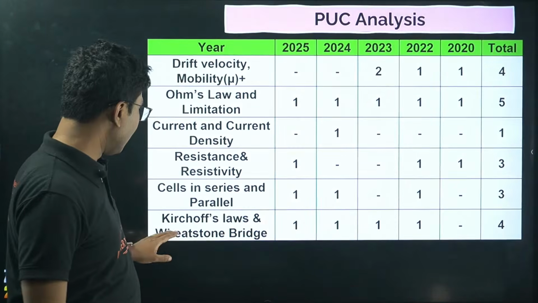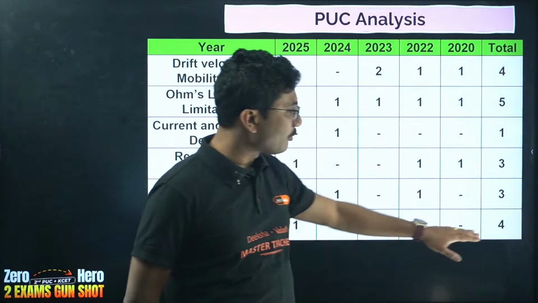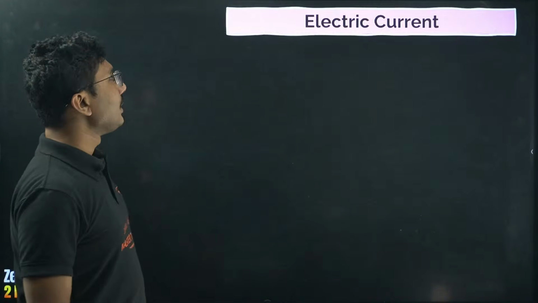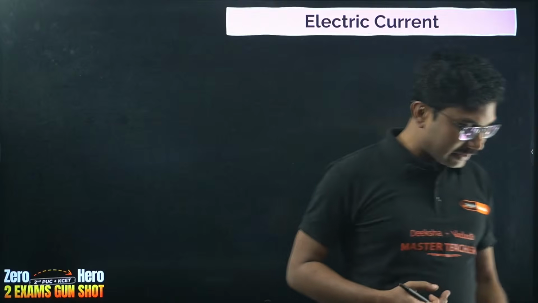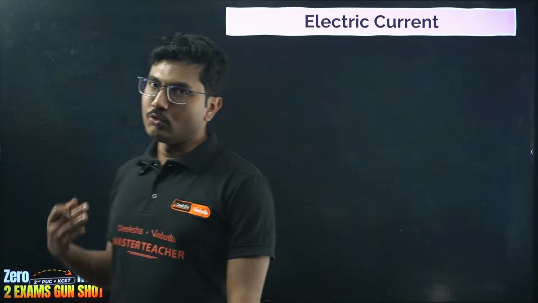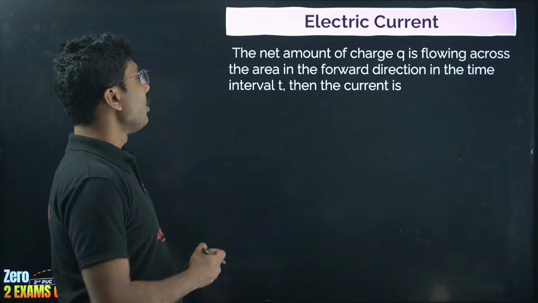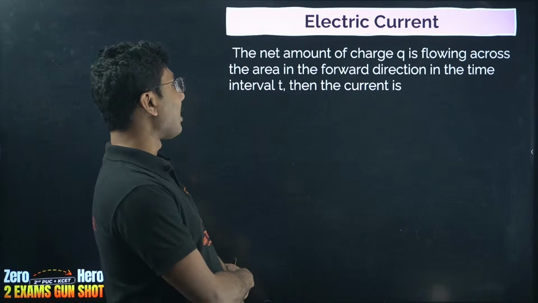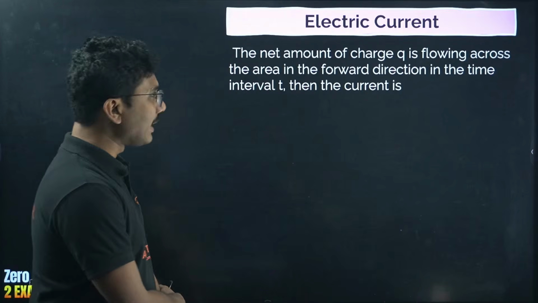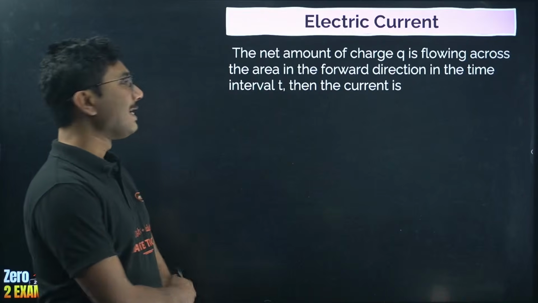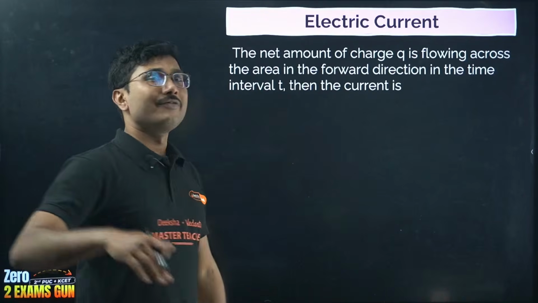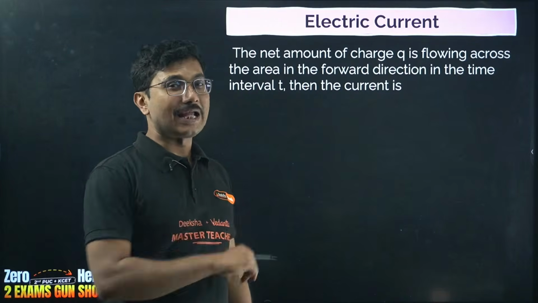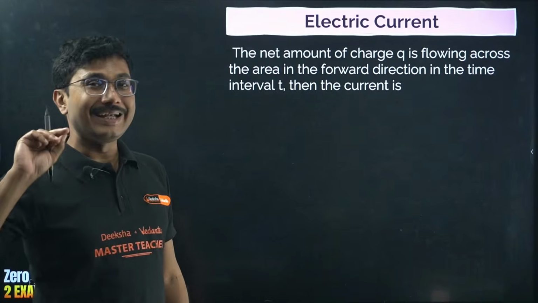Right, so Kirchhoff's laws and Wheatstone Bridge are also very important. 4 times it came in the last few years, right? Now we will start with electric current, the basics of electric current, and then we will move on to other concepts. If the net amount of charge, small q, is flowing across the area in the forward direction in the time interval small t, then the current is q by t. Now you might think this is a very easy formula, very easy concept, but we will show you some questions that came in KCET based on this concept, but very deep.